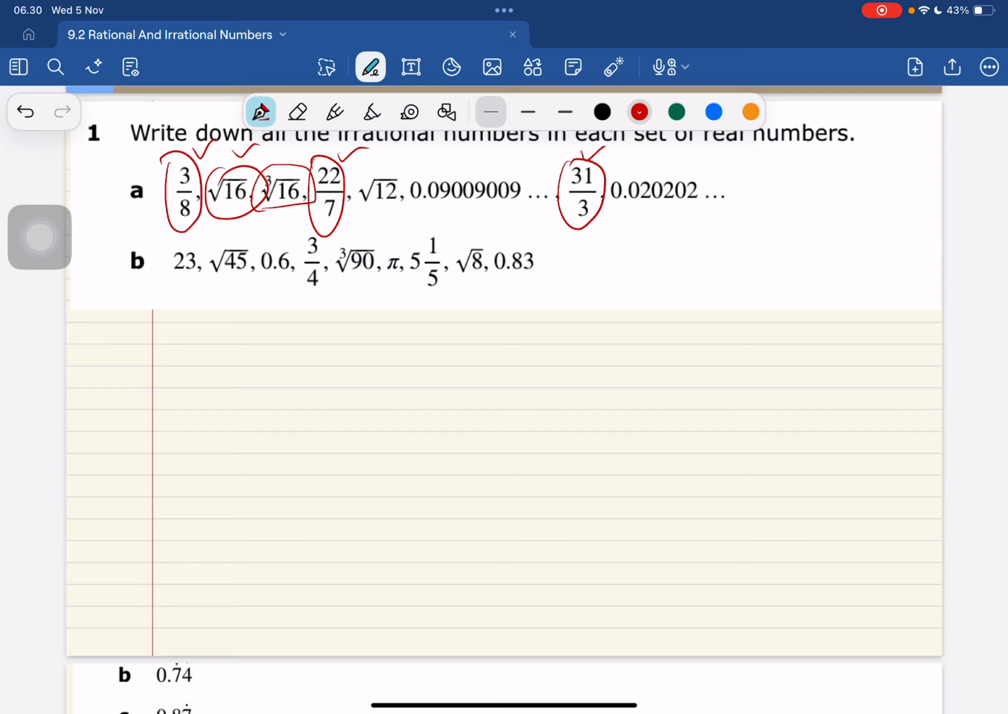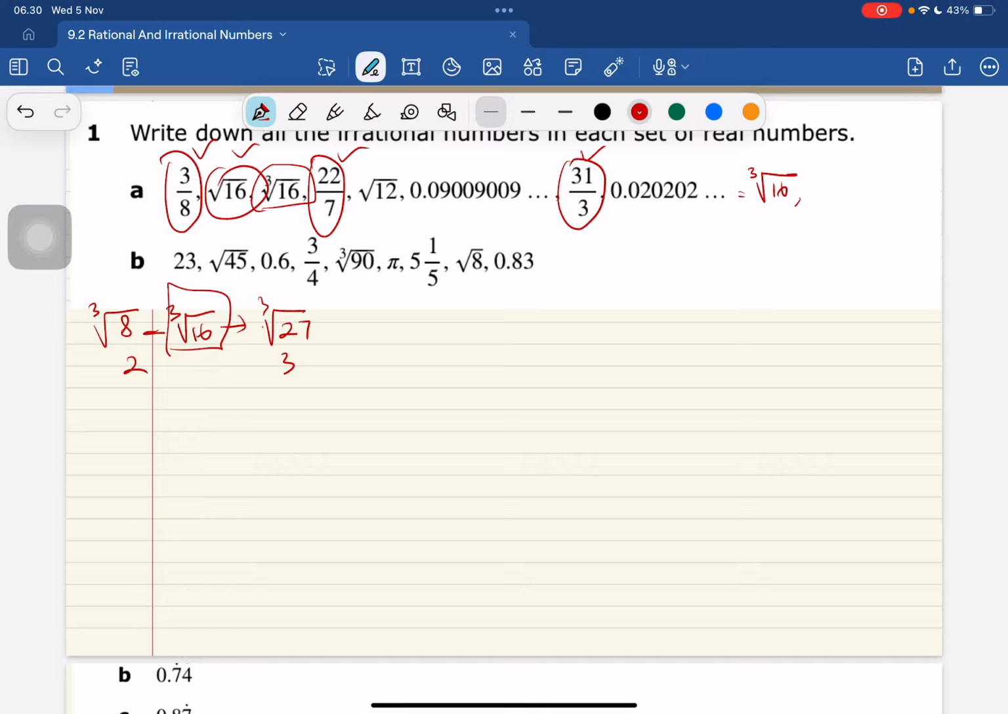Here, look at this. We've got cube root of 16. This is not irrational. We can prove it. If this is like cube root of 8, which is equal to 2, and cube root of 27 equals 3, then cube root of 16 is not irrational. So we can write it here. First is cube root of 16.